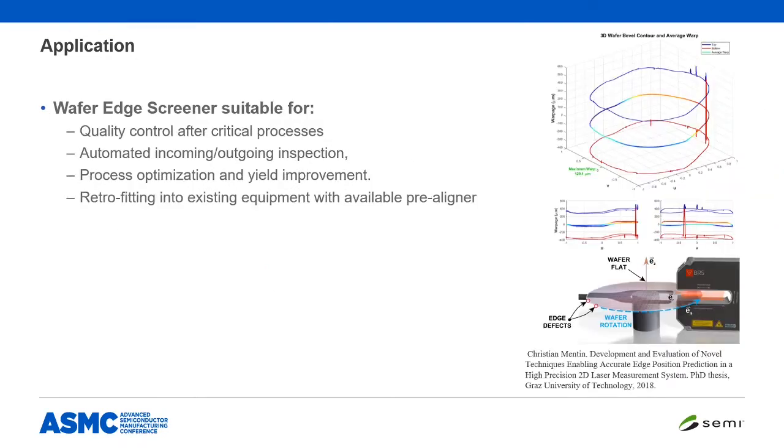So what can you use the wafer edge screener for? You can use it for quality control of the critical processing steps. You can use it for incoming and outgoing control. You can use it to optimize your processing steps and improve your yield. And of course, as I said, you can also fit it into existing production infrastructure.